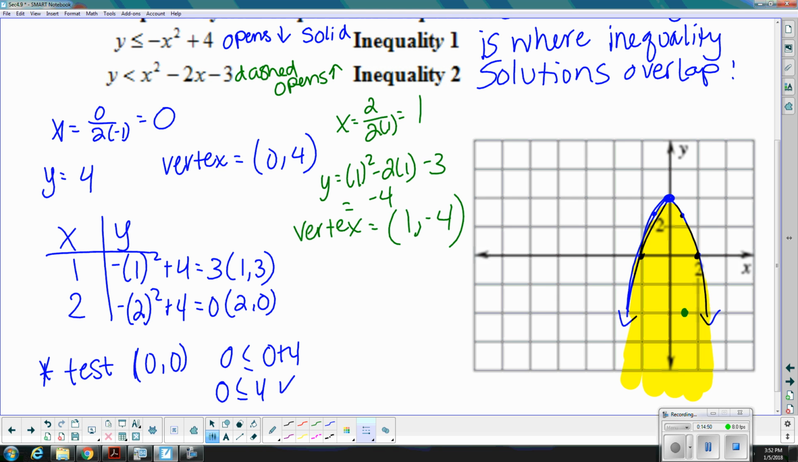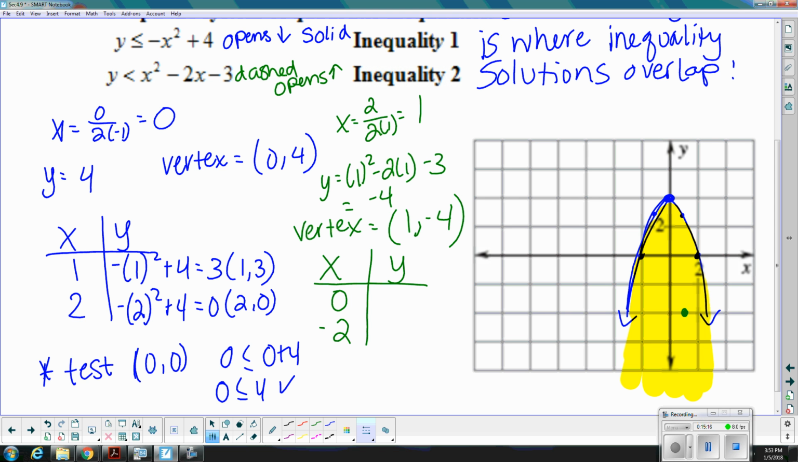And then I have to find a couple other coordinates. So this time I'm going to go to the left. So I'm going to choose if x is 0 or if x is -2. It doesn't matter which points you pick, but go on the same side of the vertex.